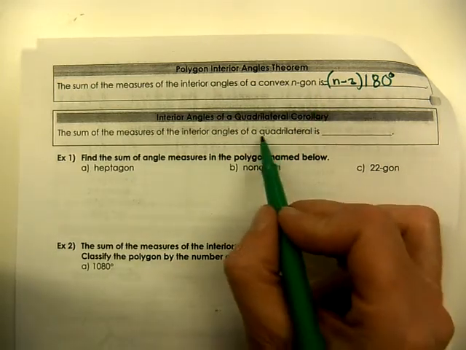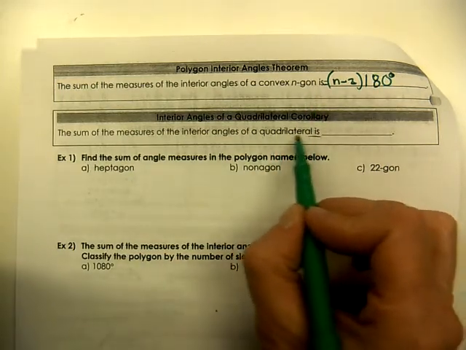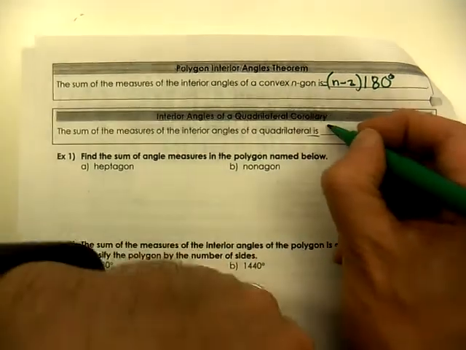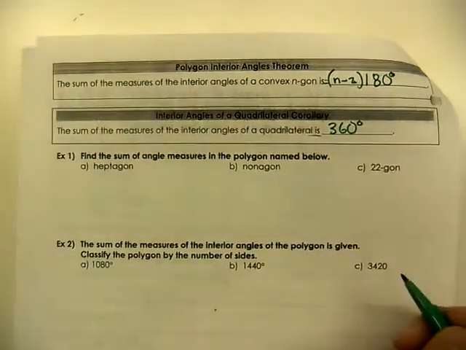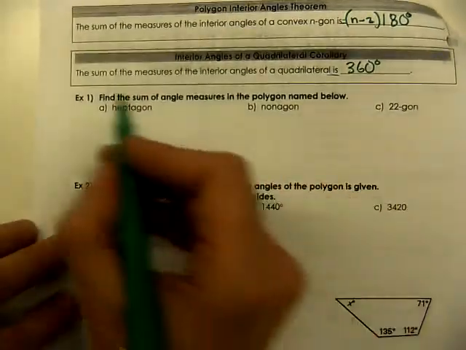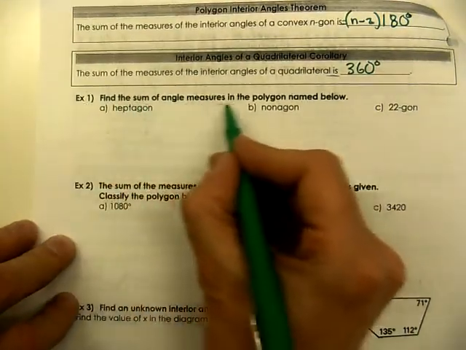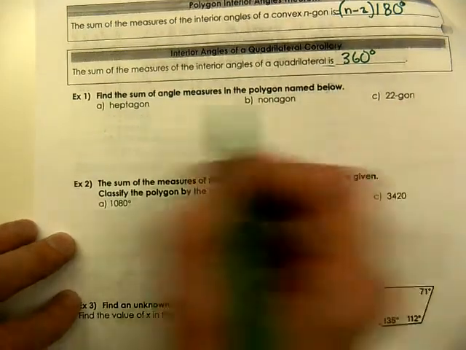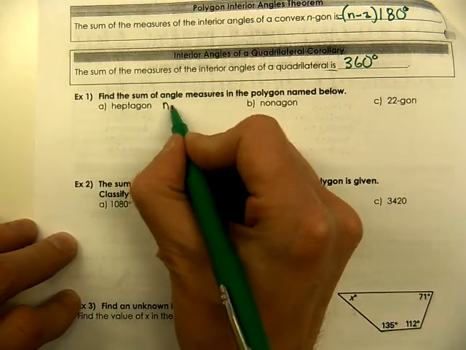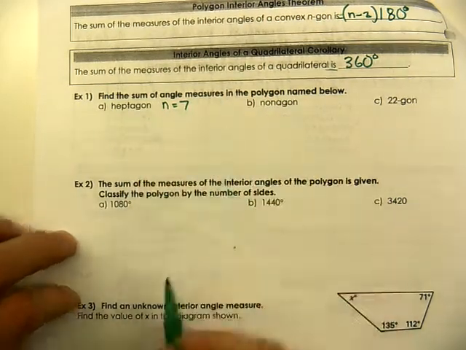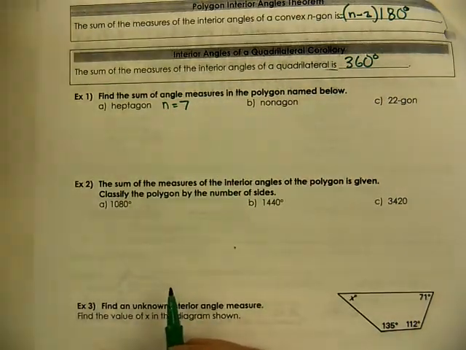We are looking at a quadrilateral. We've already seen that a quadrilateral's angles add up to 360, and that's so useful, you might just want to memorize that one. So let's find the sum of the angle measures of these polygons. So here in part A, we have a heptagon. How many sides is that? All right, that's 7. We saw that vocab list on the previous page.